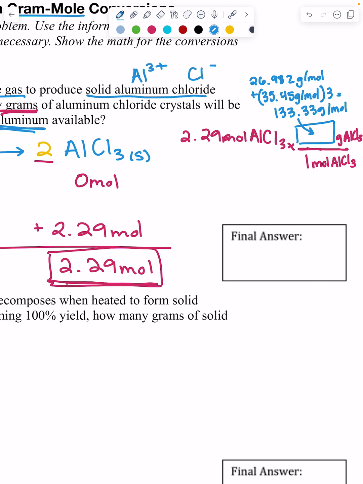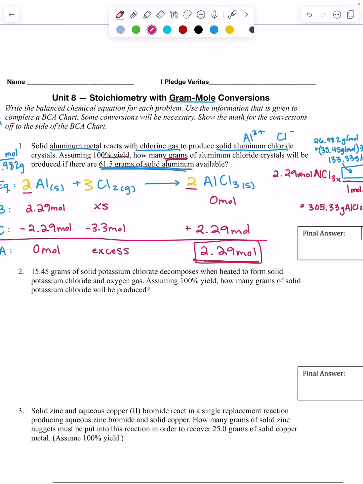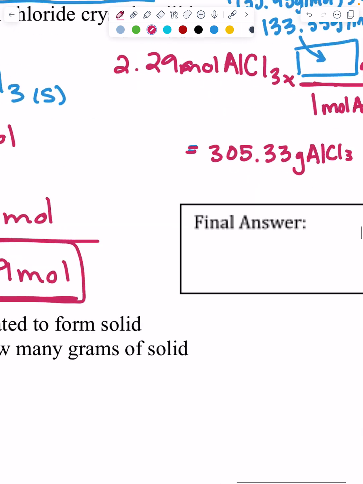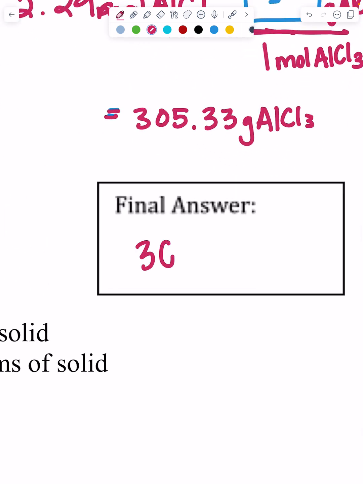So I can plug that number in right here and multiply it by 2.29. And I'll get a total amount of 305.33 grams of aluminum chloride. Okay, but I need to check my sig figs. So my initial amount that is given in the problem has 3 sig figs. So that means that my answer should also have 3 sig figs. So my final answer should be 305 grams of aluminum chloride.